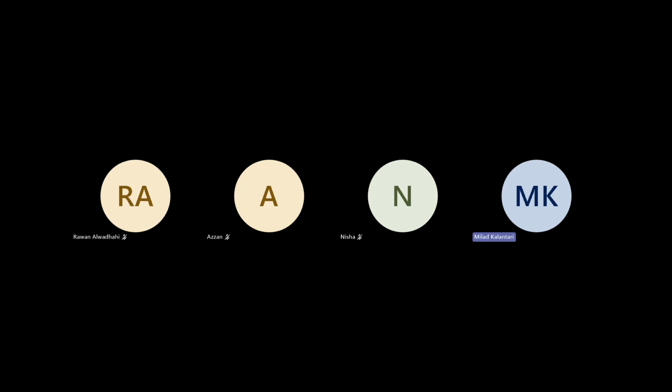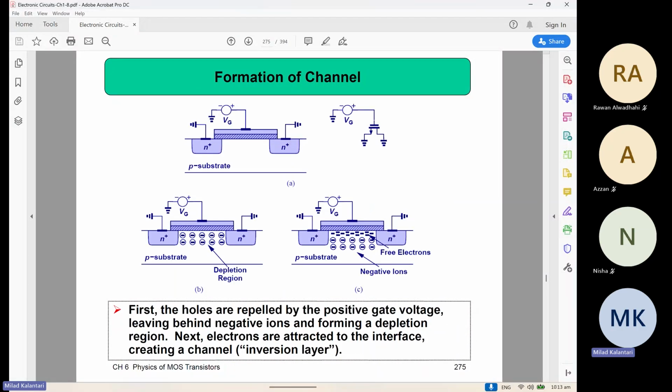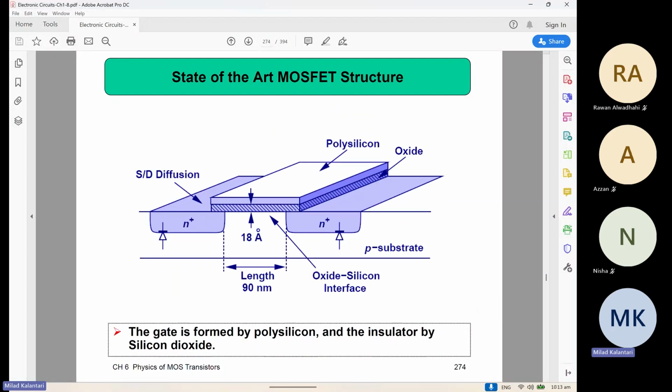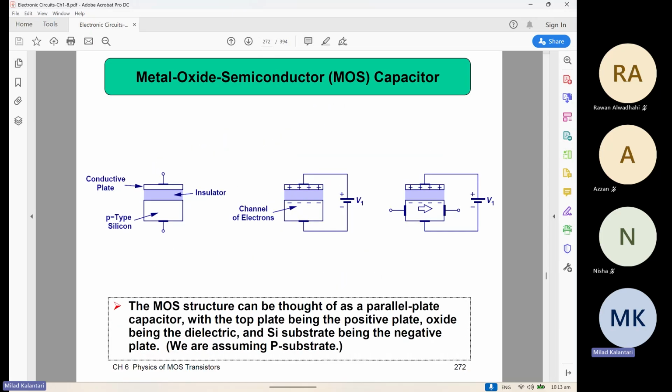topologies of the circuits using the MOSFETs, which is pretty much similar to the BJT device. So we are not going to spend so much time for this, but we just review quickly. So let's start, again, with the physical structure of the MOSFET.